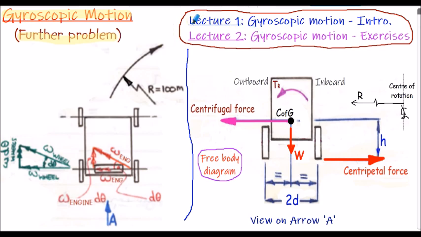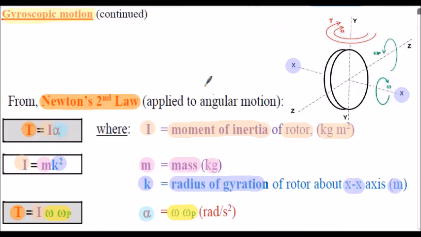In lecture 1 we introduced the theory and derived an equation for calculating the gyroscopic couple or gyroscopic torque. Here's a slide extracted from the first presentation, and here's the equation that was derived to calculate the gyroscopic torque. The formula is T is equal to I multiplied by omega p, where I is the moment of inertia of the disc, omega is the angular velocity of the disc, and omega p is the precessional velocity.